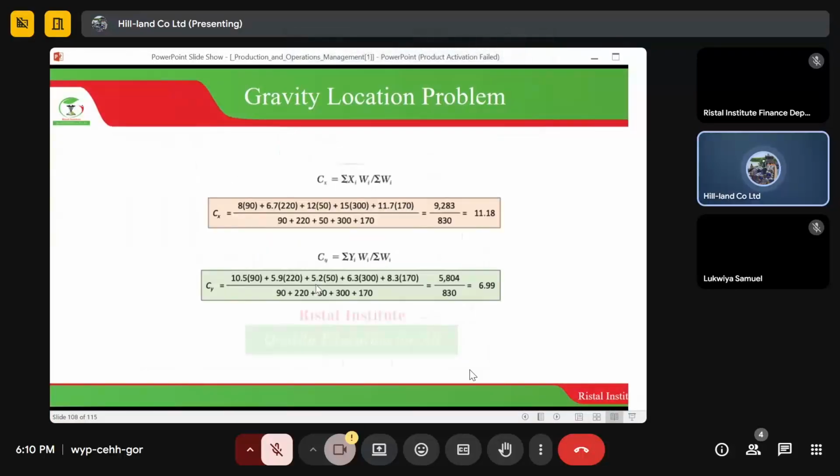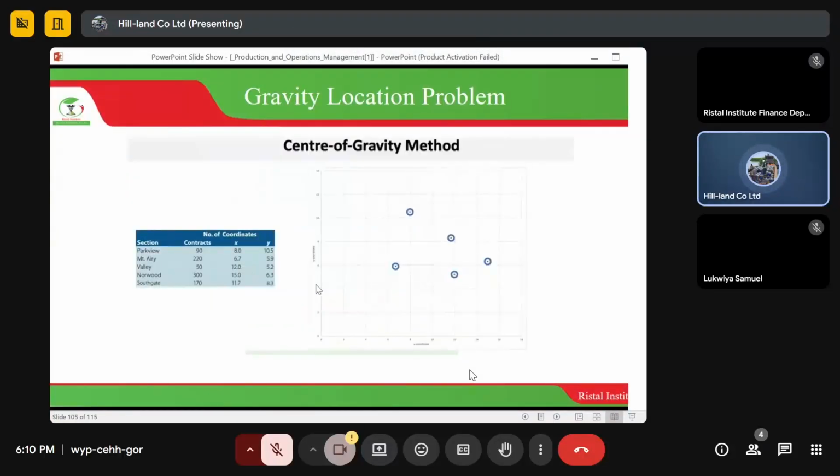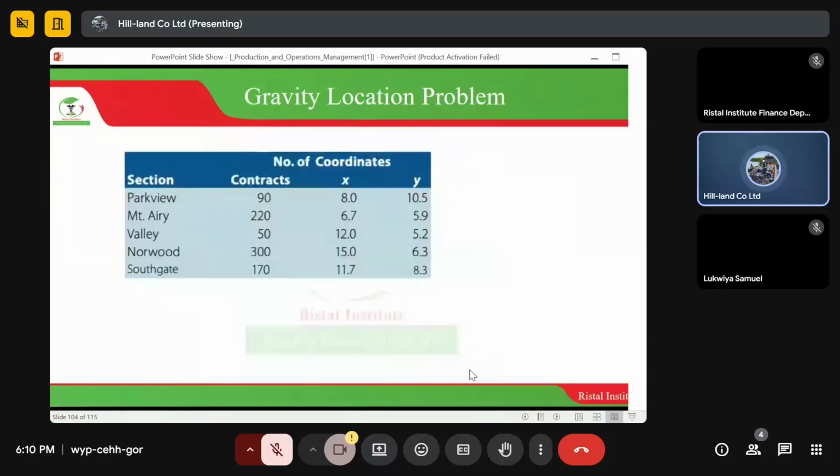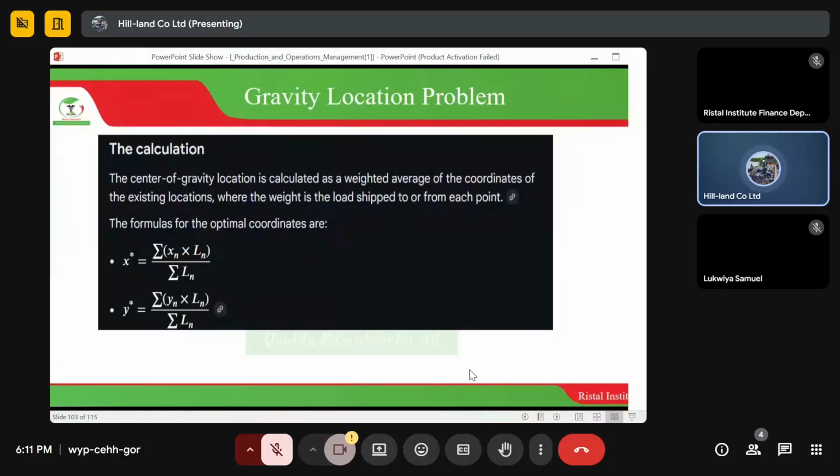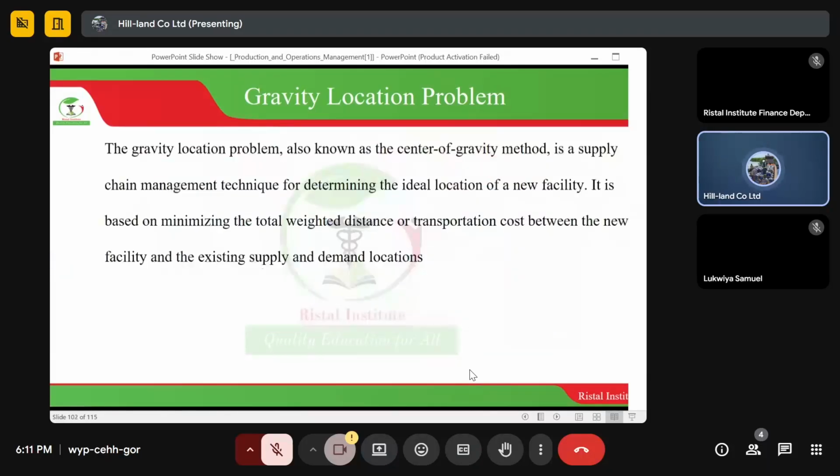Yesterday, I concluded on the second last topic, which was the gravity location technique, on how we can choose the location of an industry or a plant using the gravity location problem solution.